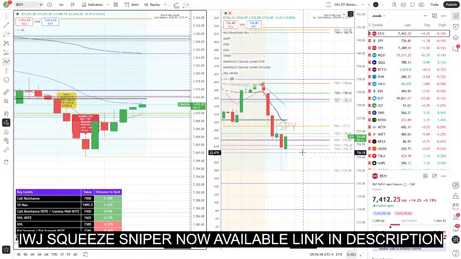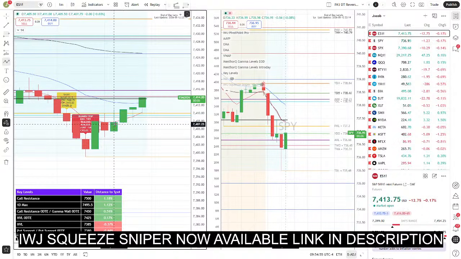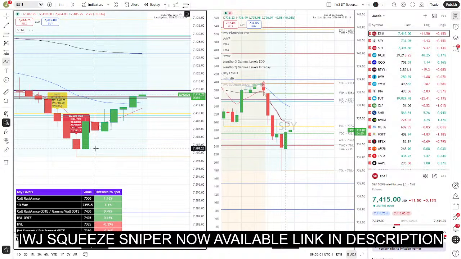Now the Bears are going to be in a little bit of trouble. They've successfully recaptured 7402. 7400 basically is what we're going to call it. They got below it, recaptured it, and held. Didn't even come back to test it.